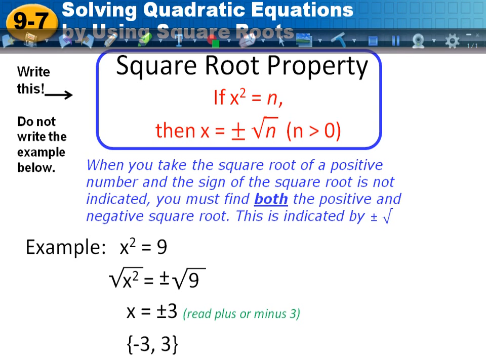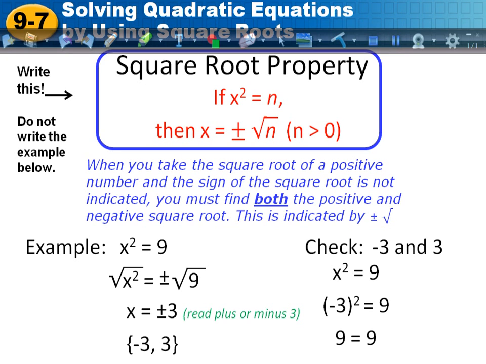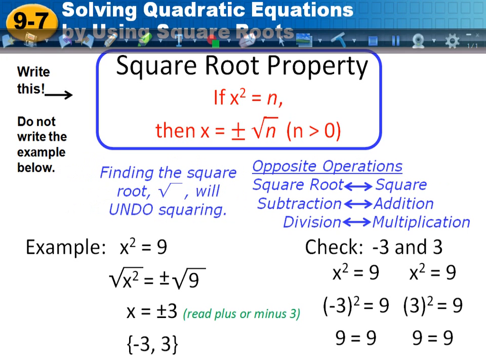And the reason that this works is because whenever we square a negative, we get a positive. If you look at the check here, if I put in negative 3 for x, negative 3 squared is a positive 9. If I put in 3 for x, 3 squared is also a positive 9. So it does have two answers, negative 3 and positive 3. Again, that's kind of what I just said right here. Finding the square root is undoing the squaring. It's, again, an opposite operation, square root and squaring.